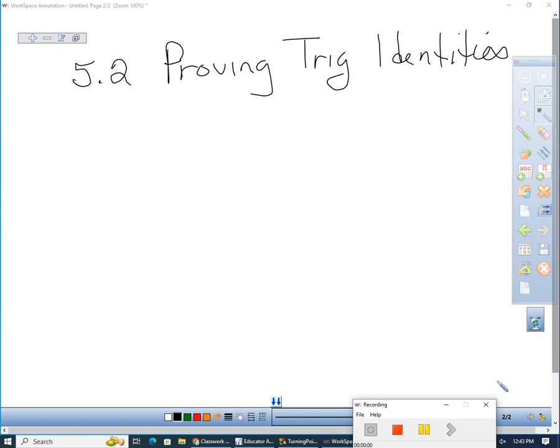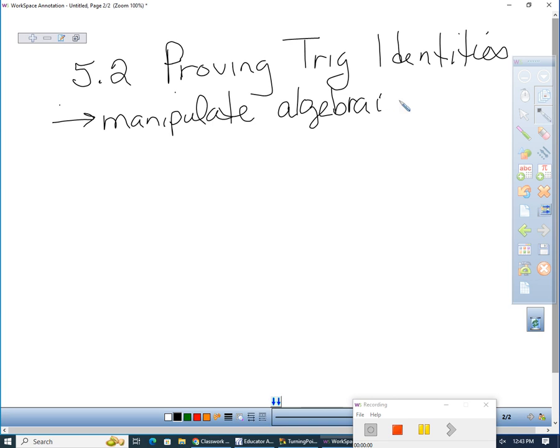Going to talk about proving trig identities. Now, the whole point in proving an identity is that you are trying to manipulate the left side to match the right side. Okay? So it's not really a proof like you had in geometry class. It's an algebraic proof where you have to manipulate algebraically the left to match the right.